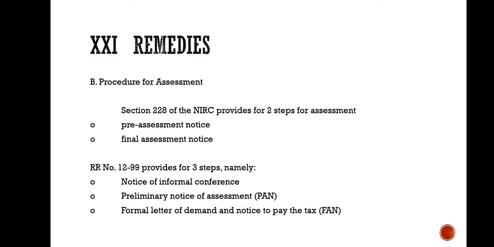Letter B, procedure for assessment. Paano ba to? So, Section 228 of the NIRC provides for 2 steps for assessment. Ito yung 2 steps for assessment. Number 1 is pre-assessment notice, and number 2 is final assessment notice. So, RR number 12-99 provides for 3 steps, namely, notice of informal conference, preliminary notice of assessment or PAN, and formal letter of demand and notice to pay the tax or FAN.